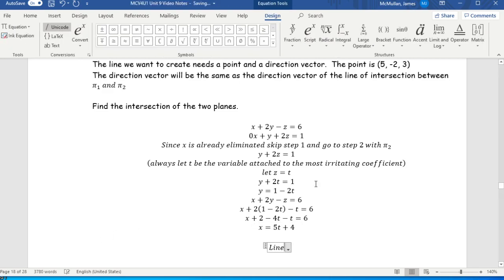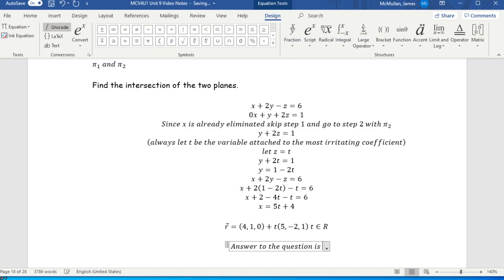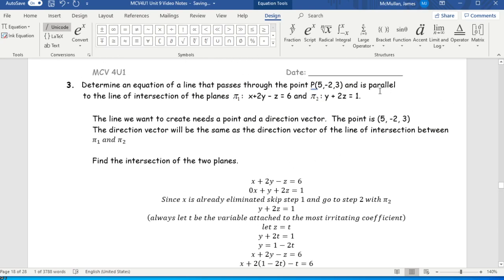So my line would be, okay, the point doesn't really matter since we don't need it, but let's write it down anyway. The point would be (4, 1, 0) plus t, and then I look at the numbers attached to t now. The x coordinate attached to t is 5, the y is negative 2, the z is 1, and t is in the real numbers. Therefore, the answer to the question is the same thing I just wrote, but not with (4, 1, 0), but with the point given in the question. So (5, -2, 3).